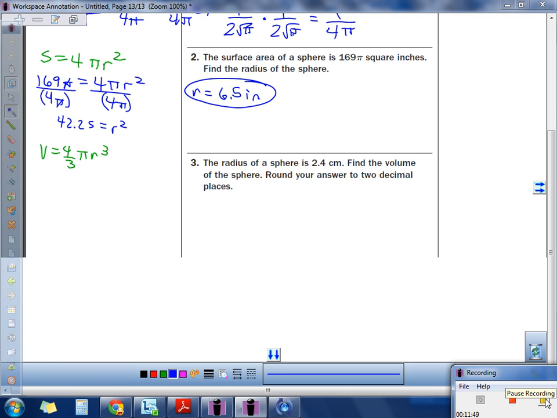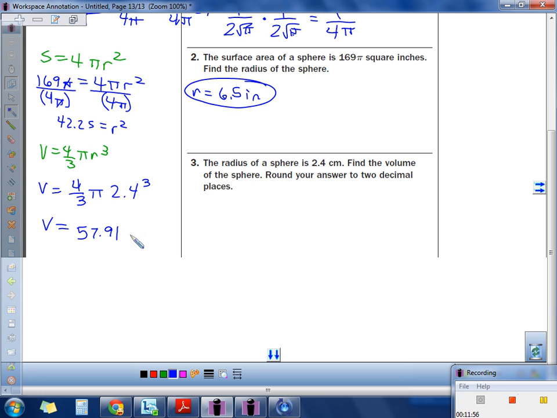Number 3 says the radius of a sphere is 2.4. Find the volume. So that's pretty straightforward. Volume equals 4/3 pi times 2.4 cubed. When you type that in, what do we get? 57.91. And that's going to be units, which are, sorry, centimeters cubed.